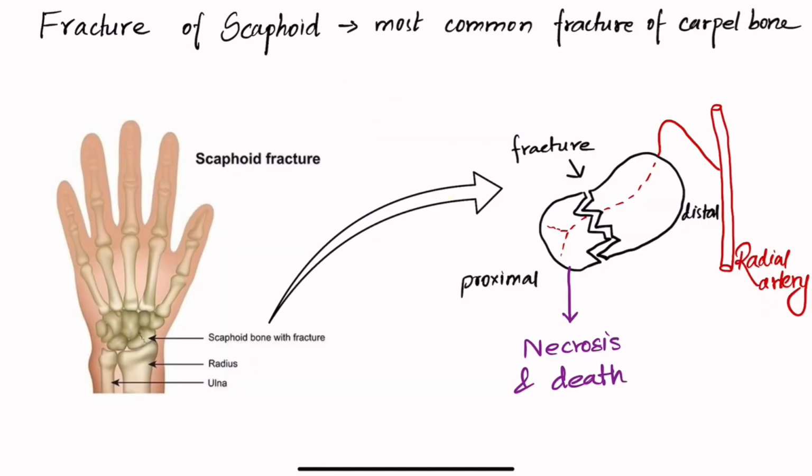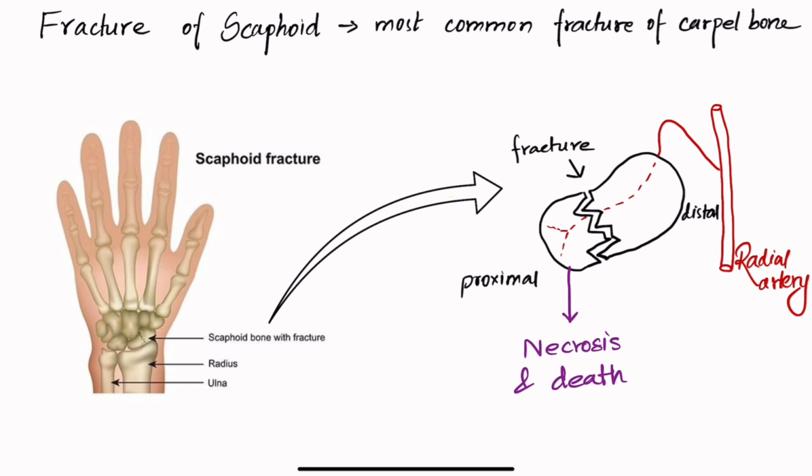Let's look at the clinical anatomy of carpal. The most common fracture of carpal bone is that of scaphoid carpal. The scaphoid carpal is a boat-shaped carpal that is present right here, and this carpal is most susceptible to fracture out of all other carpals.